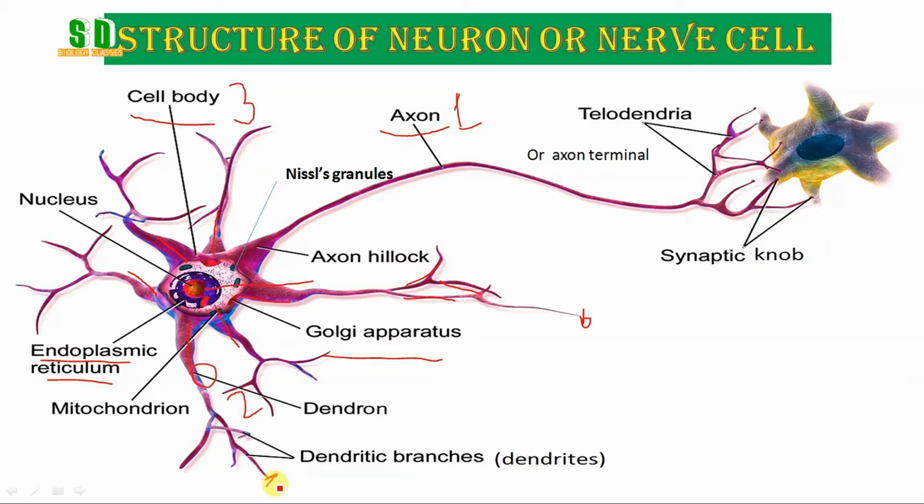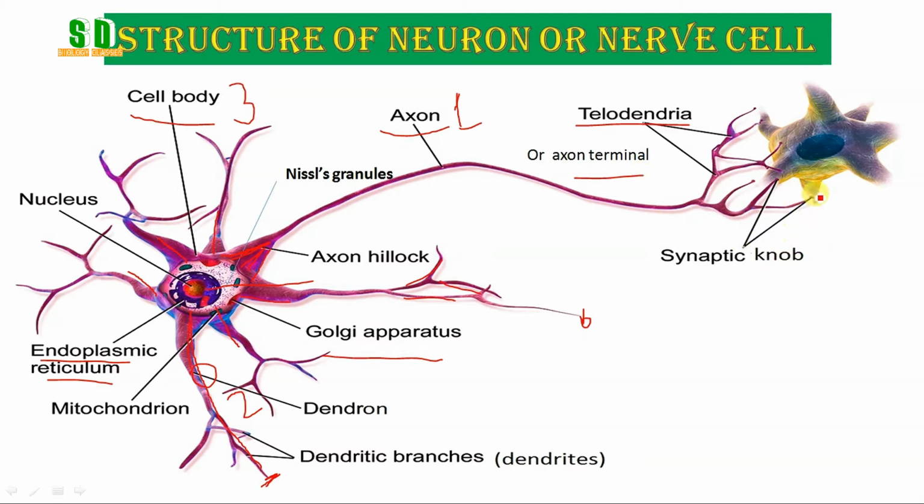Whenever any stimulus comes in contact with these portions, this stimulus brings some electrochemical changes in the nerve cell, and these electrochemical changes travel towards the cell body. Inside the cell body, the accumulation of these electrochemical signals occurs, and then with the help of the axon hillock, the electrochemical impulse is transferred to the axon. Through the axon, these signals ultimately reach the axon terminals, the telodendria.